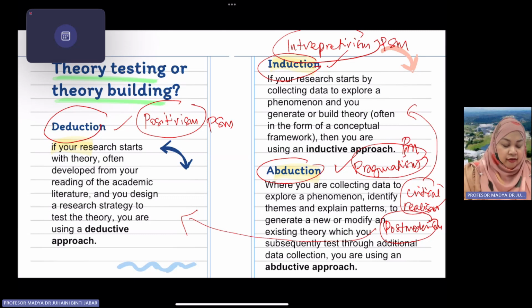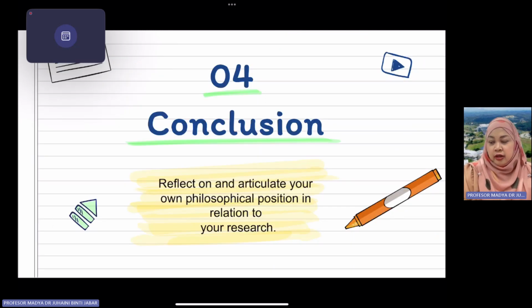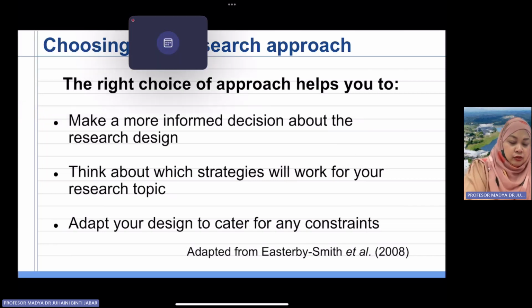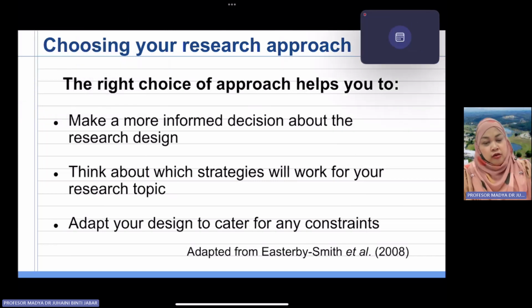So in terms of how you want to reflect on and articulate your own philosophical position, how do you want to know whether this is the right philosophical approach or theory development approach for your research? Okay, so you need to look into a few issues. For example, you need to have more informed decisions about the research design. Whether you like it or not, you have to read. You have to read about the philosophies, the different approaches.